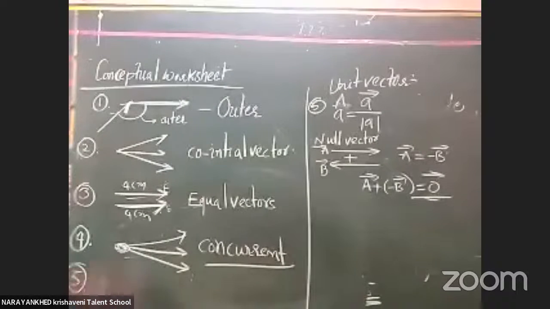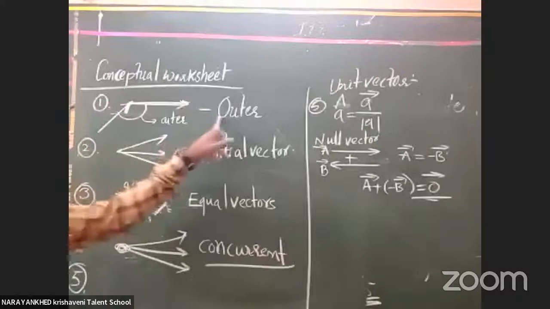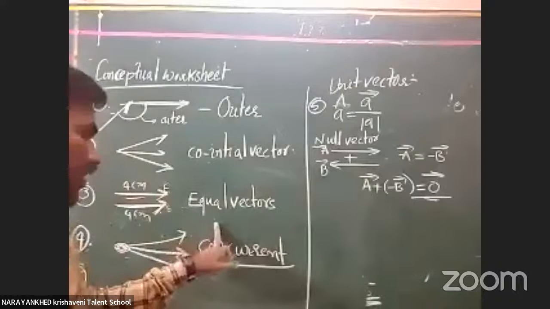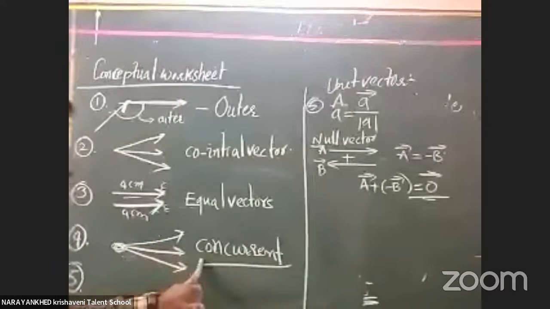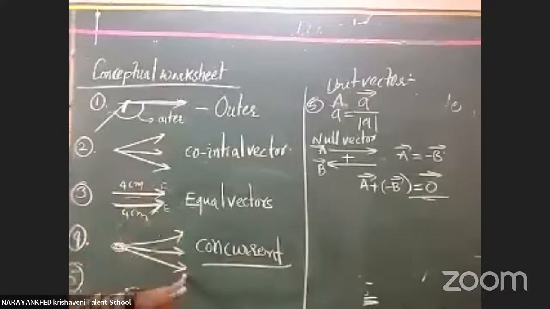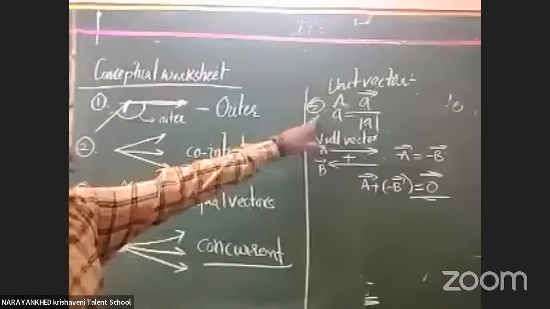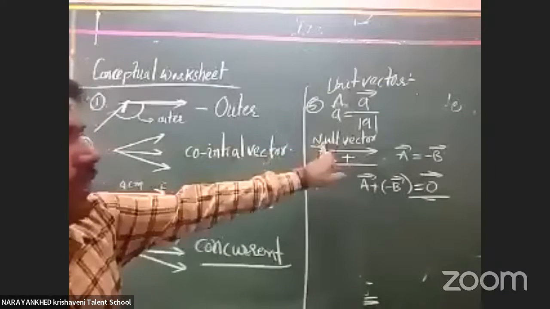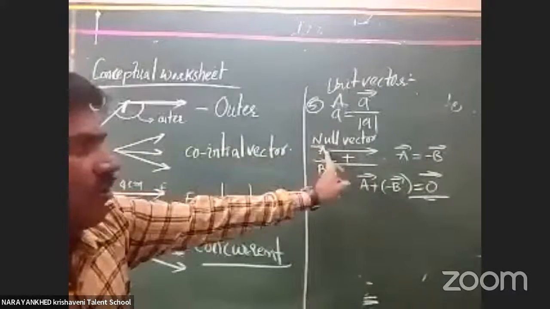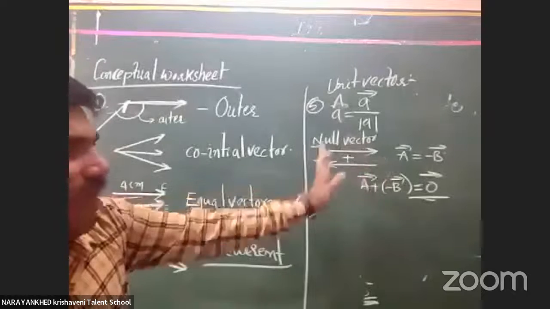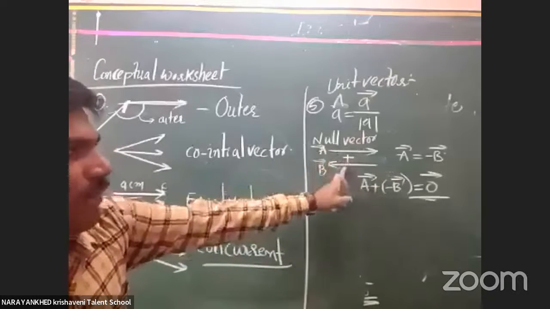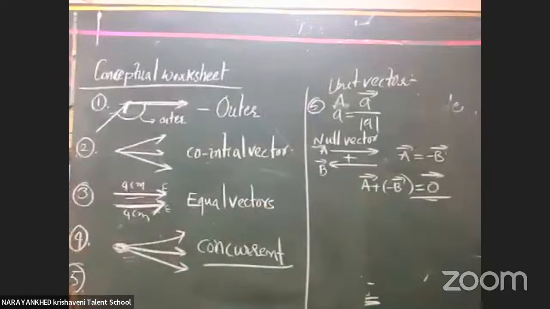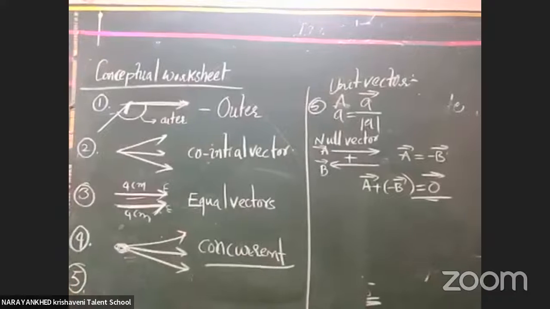All the students, please note down. The first is the equal vector. Second is the co-initial vector. Third one is the equal vector. Fourth one is the concurrent one. These two are the same only. And the fifth, that is the unit vector. A cap is also written as A bar by mod A. Null vector means what? A bar is opposite to B bar and the same in magnitude; when we take the sum, it becomes null, 0 bar. Got it? Please note down.